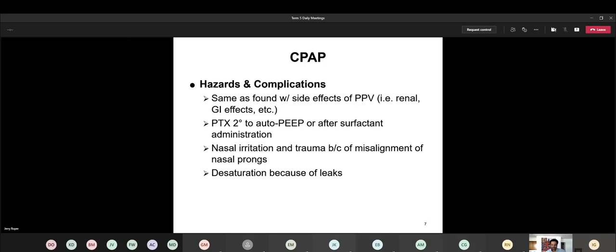Hazards. This is positive pressure, and with positive pressure comes a lot of side effects that the patient will sometimes have to deal with, especially if they're already volume depleted. If you've got someone who's already dehydrated, placing them on positive pressure is just going to make those side effects even more so.